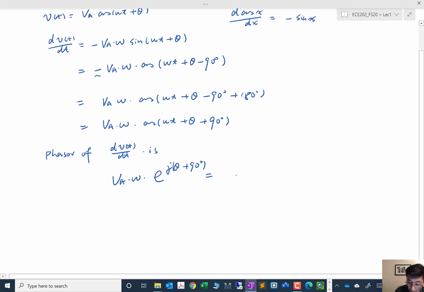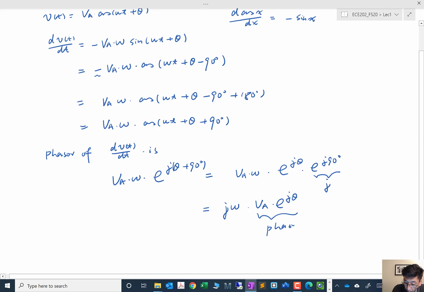And if we rewrite this form, we have Va times omega times e^(j theta) times e^(j 90 degrees), and this one is equal to j based on the Euler identity. So therefore, we can rewrite this as j omega times Va times e^(j theta). So this one is the phasor of v(t), right?